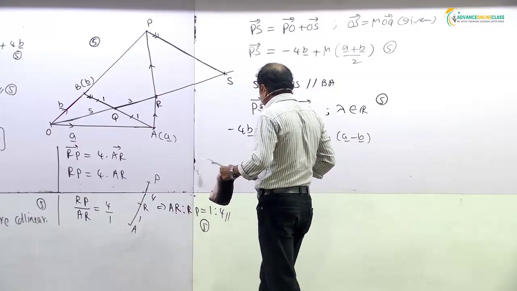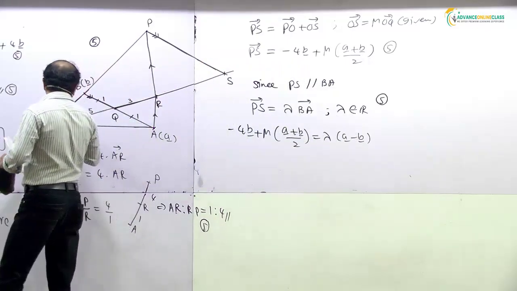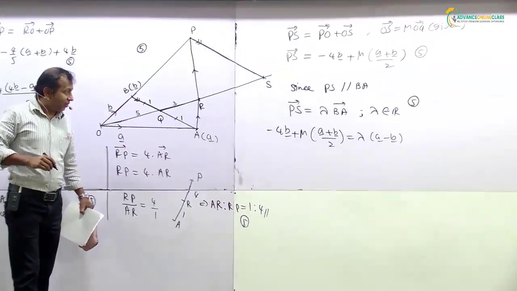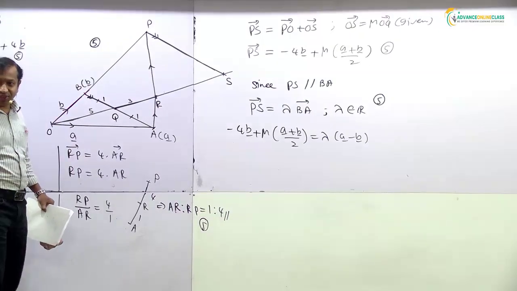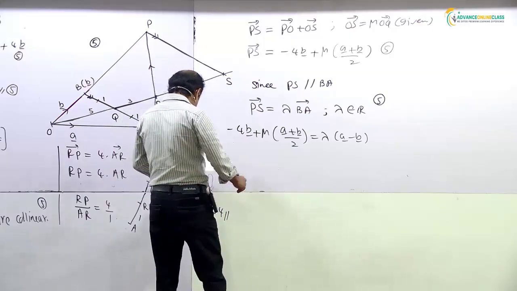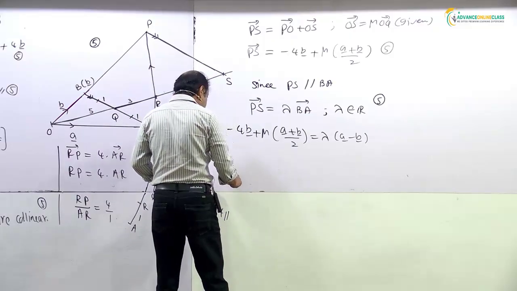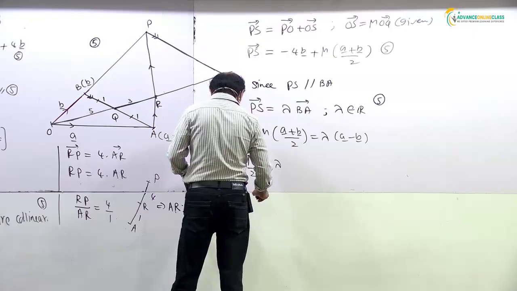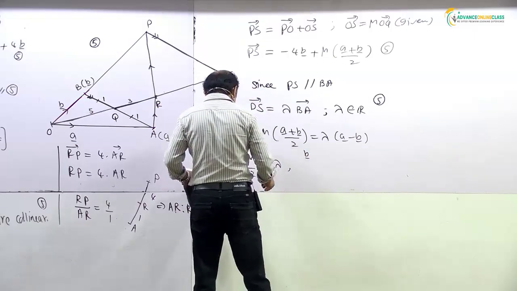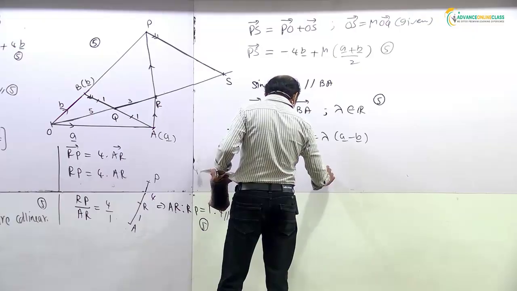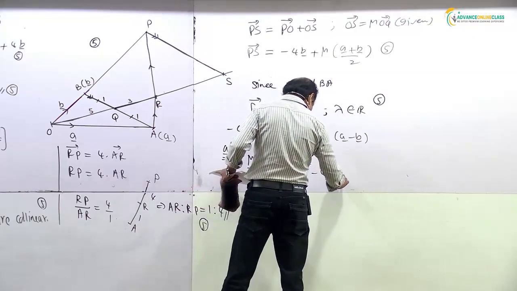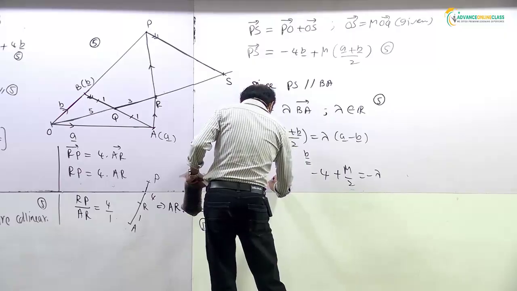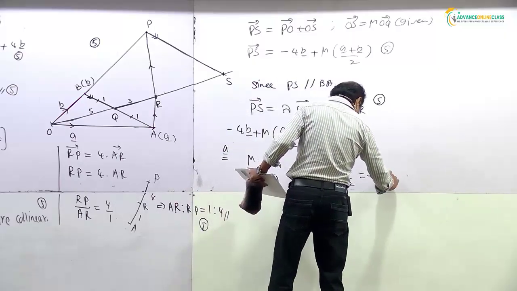Now, A and B are two non-zero, non-parallel vectors. So we can equate the coefficients of A and B left and right and find mu. Coefficients of A: left side mu by 2, right side lambda. Coefficients of B: left side minus 4 plus mu by 2, right side minus lambda. For this you get 5 marks, and another 5 marks.